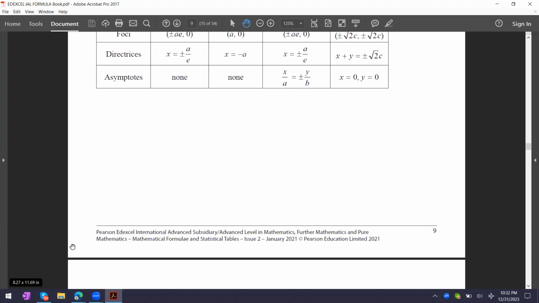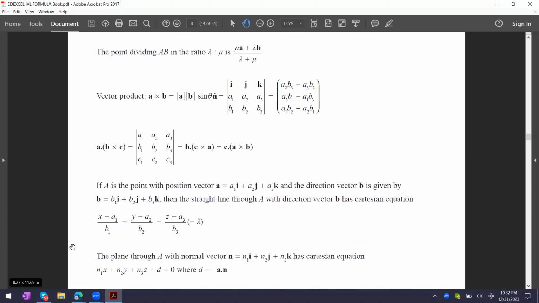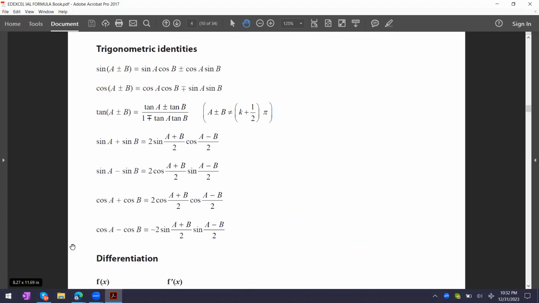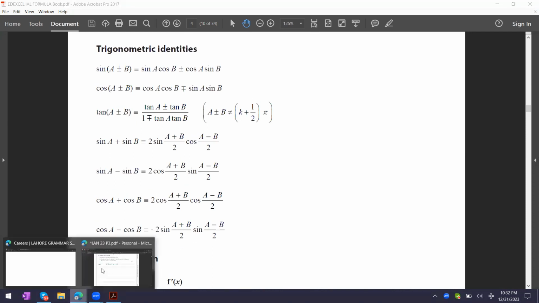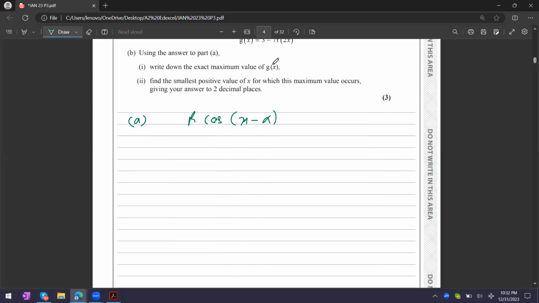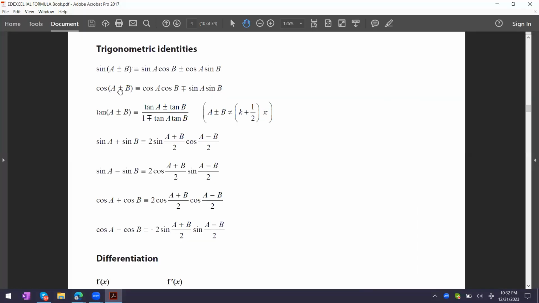Where are our double angle formulas? This one, okay. What do we have here? Cosine of a minus b, okay. Cosine of a minus b is cosine a cosine b plus sine a sine b, okay. We will use this one.